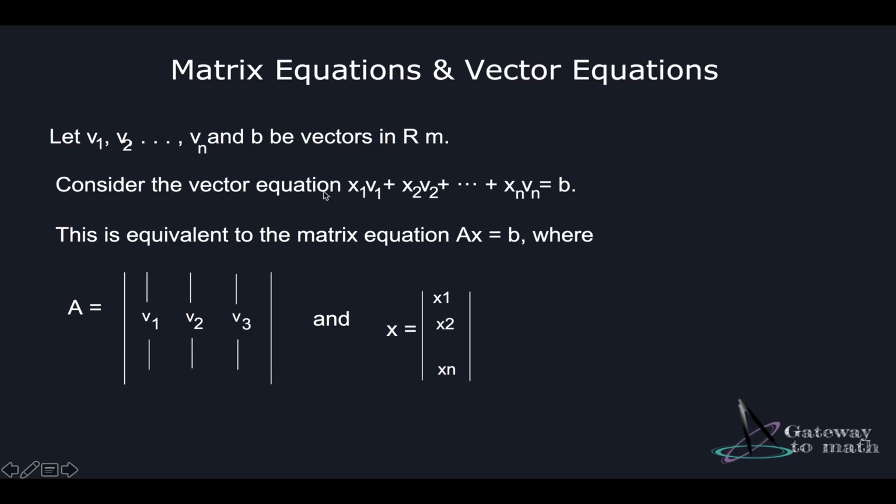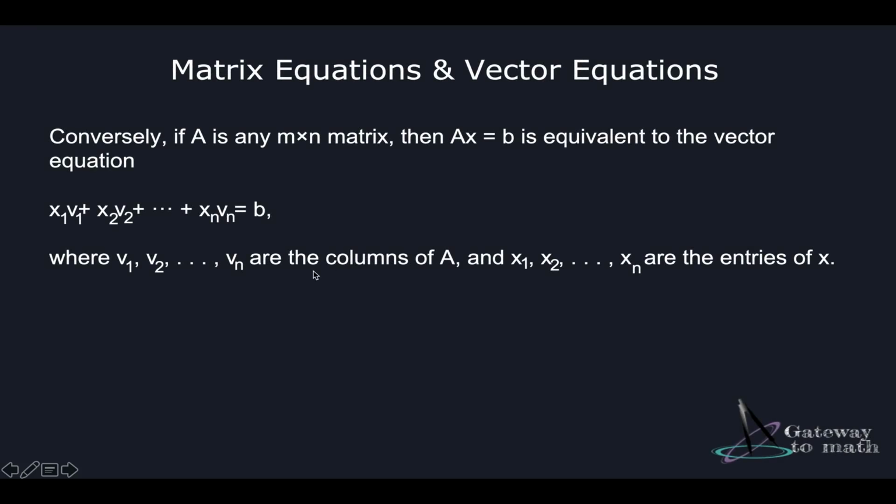We know how. A equals v1, v2, v3, where v1 is the entry across the first column, v2 is the entry across the second column, and so on and so forth until all the columns are satisfied, that is until n in this case. And x equals all these coefficient values x1, x2 until xn. So this is the representation.